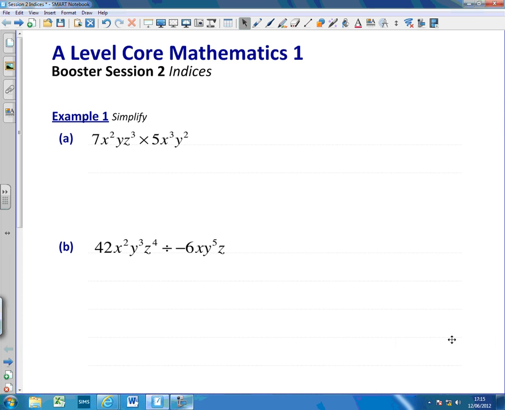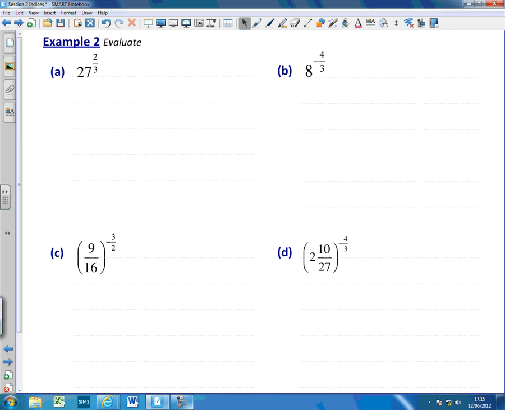Hello everyone, welcome to this second C1 booster session on indices. Today we're going to look at two different types of problems. The problems you can see here, where we've got a string of algebra that we need to simplify down with the help of the index laws. And secondly, we're going to look at evaluating powers like you can see here.